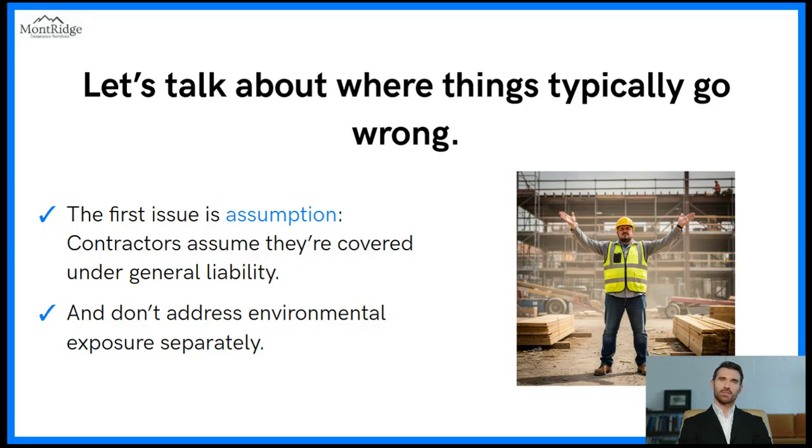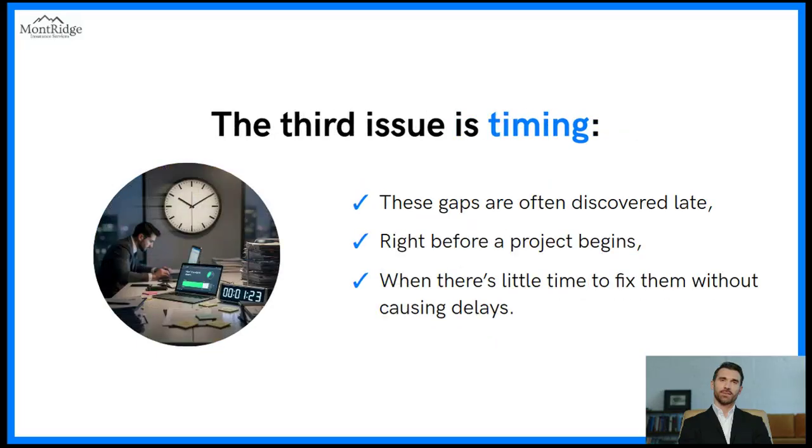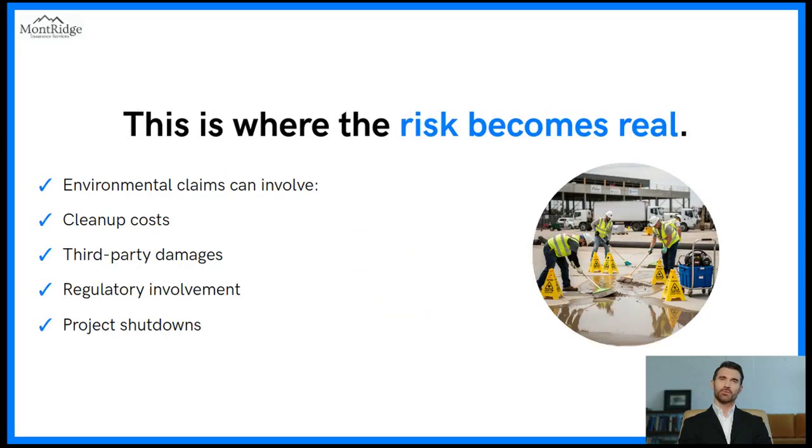Let's talk about where things typically go wrong. The first issue is assumption. Contractors assume they're covered under general liability and don't address environmental exposure separately. The second issue is misalignment. They may have pollution liability coverage, but it doesn't meet contract requirements or reflect their actual operations. The third issue is timing. These gaps are often discovered late, right before a project begins, when there's little time to fix them without causing delays. This is where the risk becomes real.